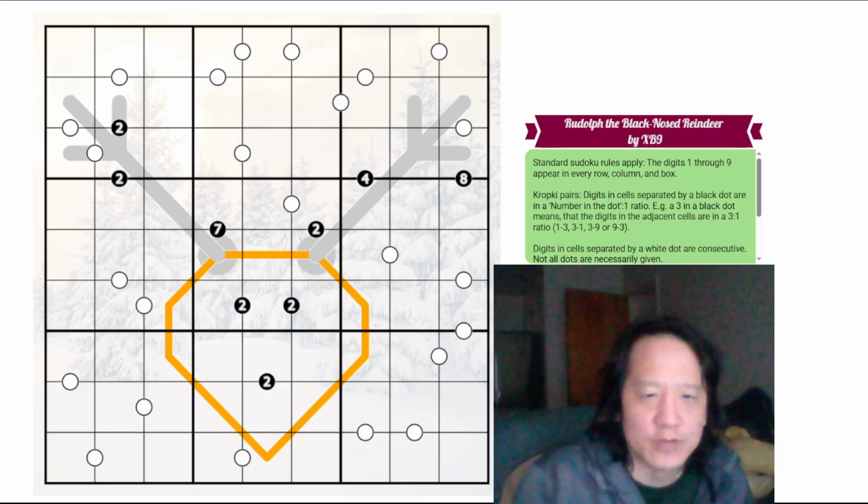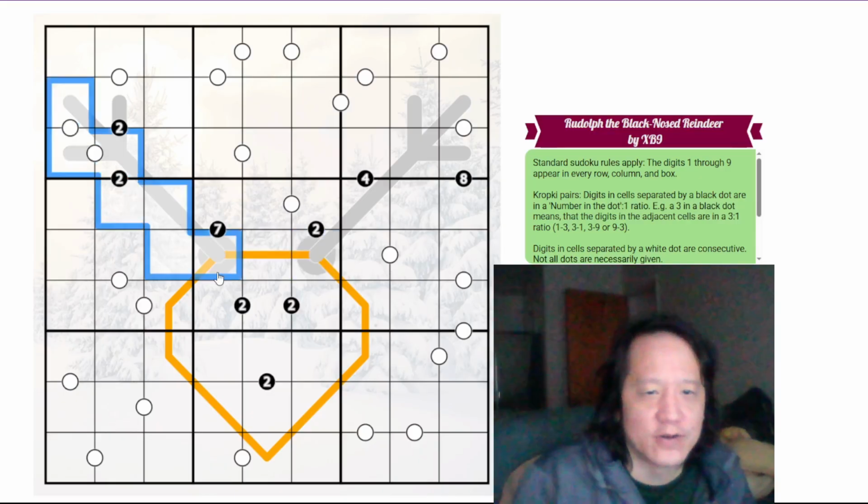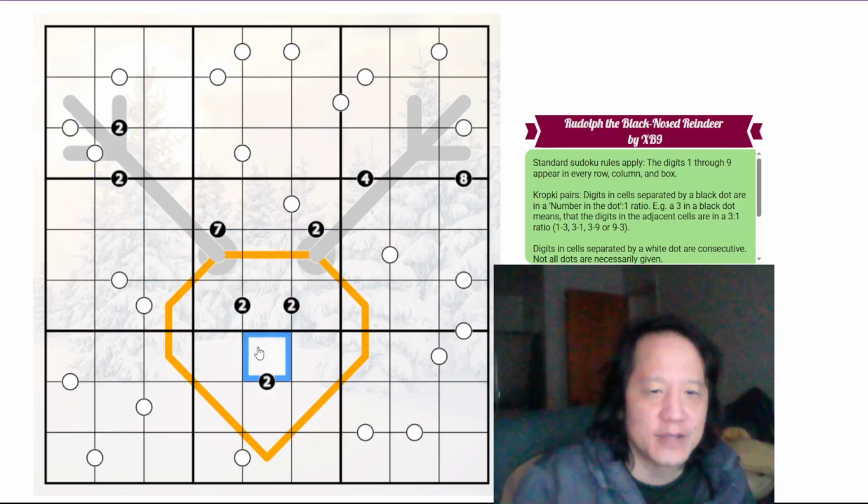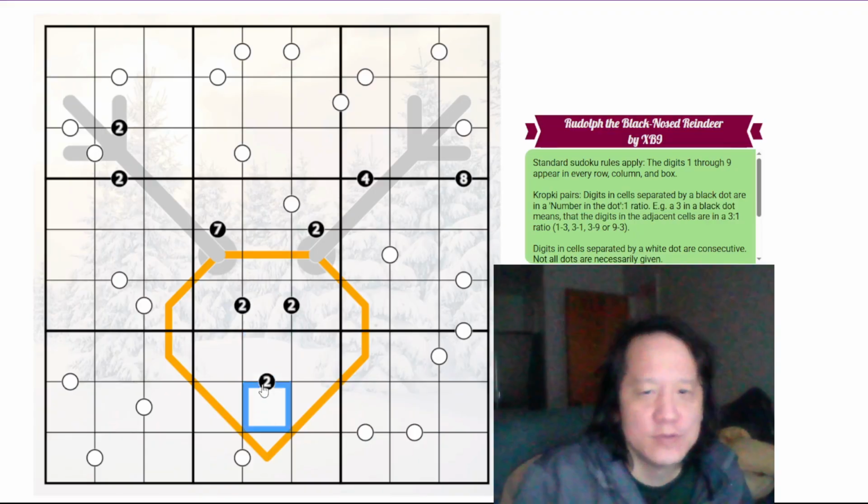And this is because we have reindeer here, and then it has a black nose here with the 2. Black 2 there. Anyways, let's get to the rules.